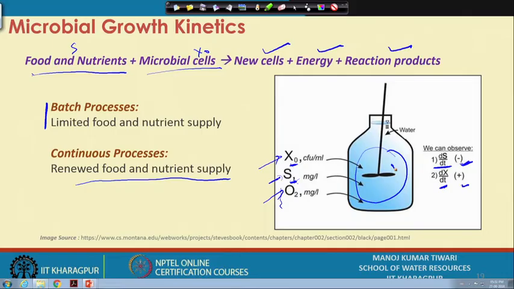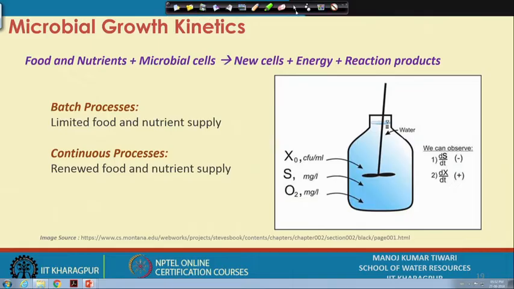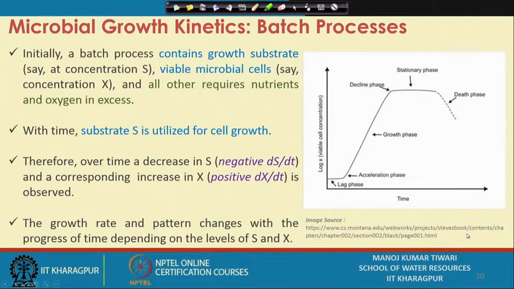Now, if it is a batch process, since there are no renewed substrate sources, the substrate will keep on decreasing until it is almost finished or exhausted. Once the substrate is exhausted, there will be no biomass growth either, because the biomass present in the system will not have any food available. Those kinds of things will happen in that case.